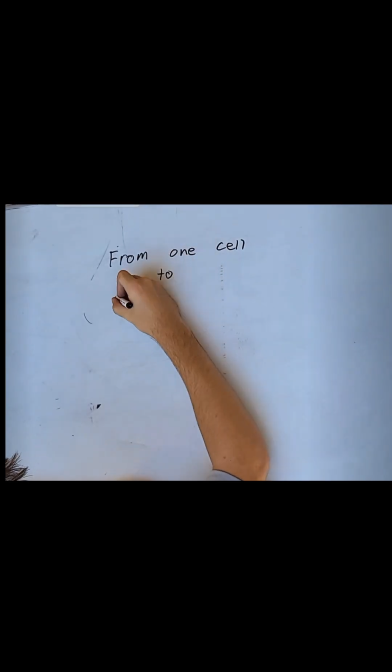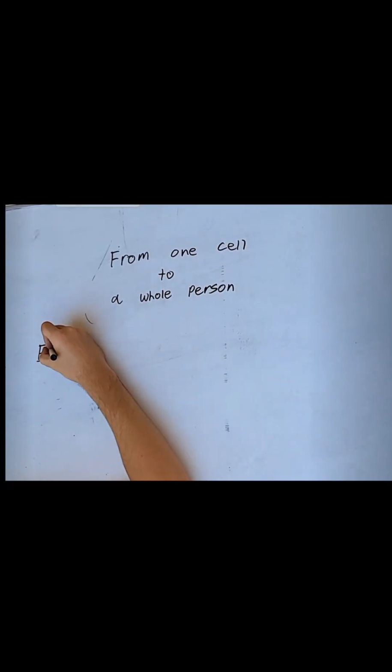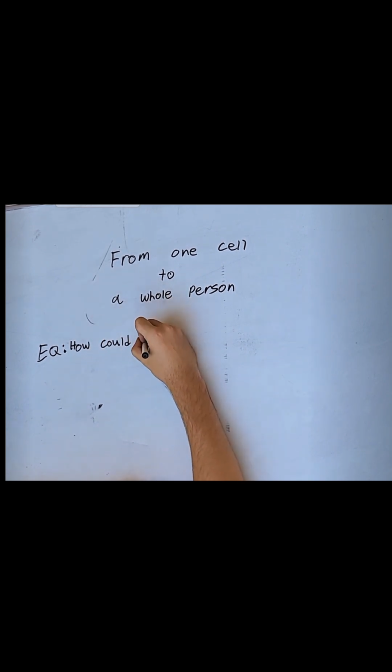From one cell to a whole person, the essential question: how could siblings look different even though they come from the same parents?